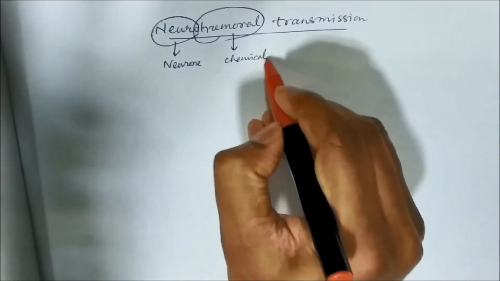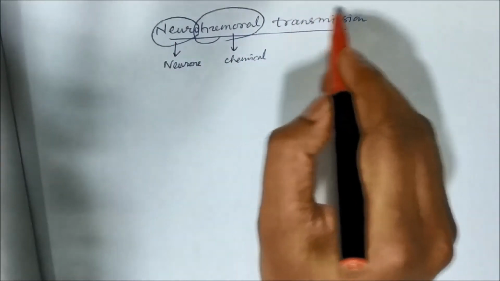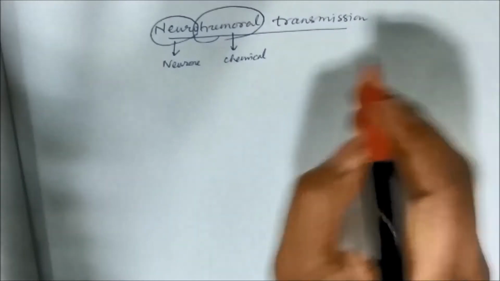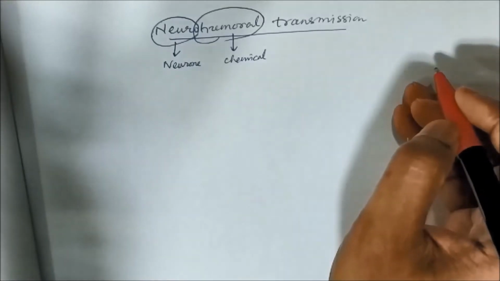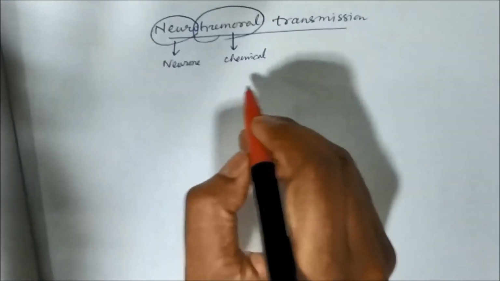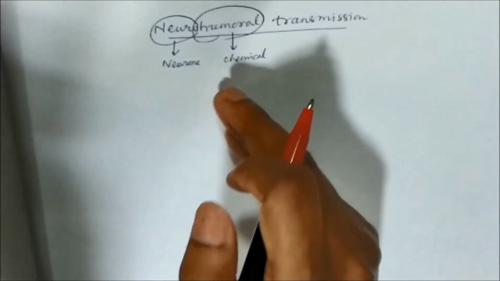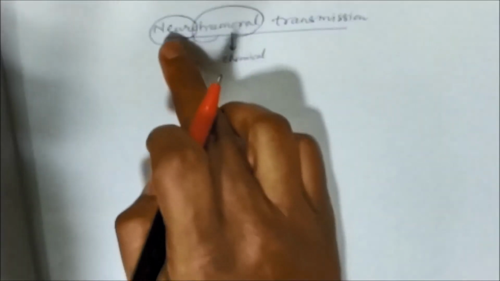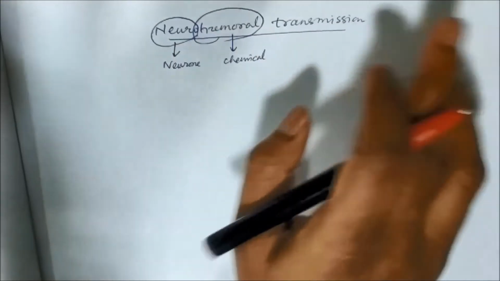So the chemicals present in neuron which are released and transmit the impulse from one neuron to another neuron, or from one neuron to another gland or muscle or any cell, that is called neurohumoral transmission. So the message or impulse is transmitted from one cell to another cell. Here one cell is the neuron.